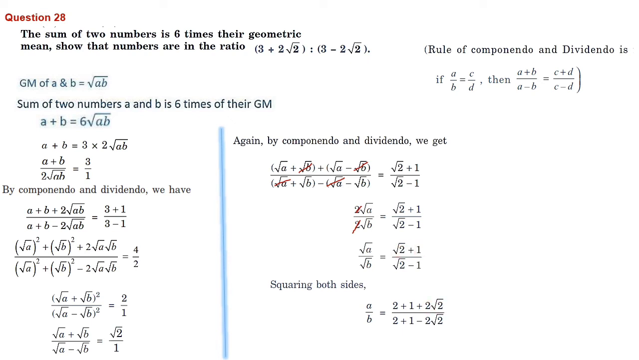Same thing for the denominator, squaring means this root is gone. Here a minus b the whole square means a square, that is root 2 square, which is 2, plus b square is 1 square, which is 1, minus 2ab, minus 2 into root 2 into 1, that means minus 2 root 2. Then 2 plus 1 is 3 plus 2 root 2 divided by, here also 2 plus 1 is 3 minus 2 root 2. You see the required ratio: 3 plus 2 root 2 is to 3 minus 2 root 2. So a by b we have got as this ratio. So hence proved.